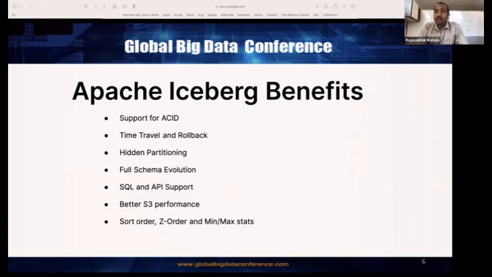So, let's talk about the benefits of Iceberg. Iceberg is ACID compliant. We all know what ACID compliant is. It allows concurrent IO read operations, and this type of thing is not very common in traditional data lakes. When you talk about Apache Hive, it is not really ACID compliant. Users can perform update and delete operations.